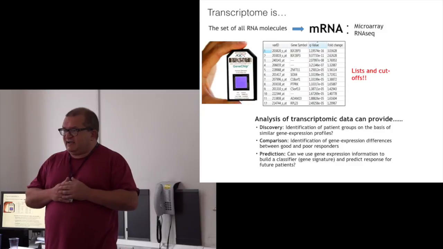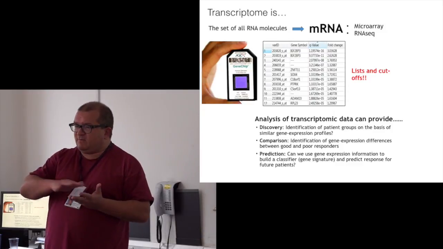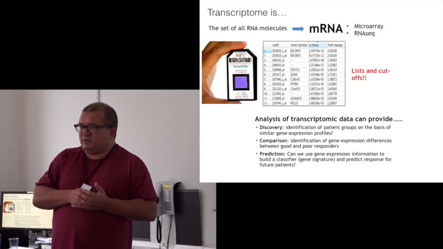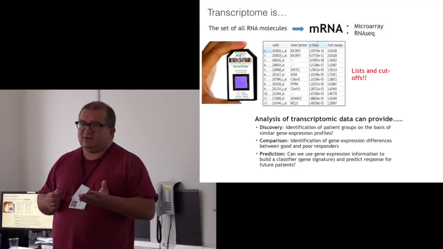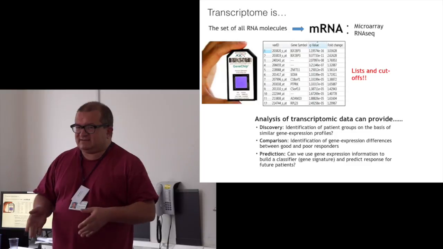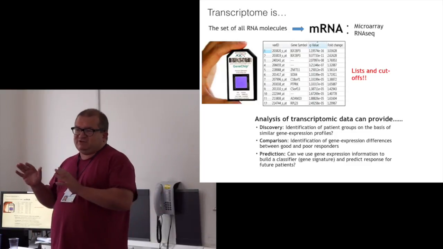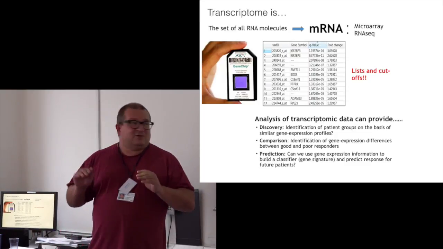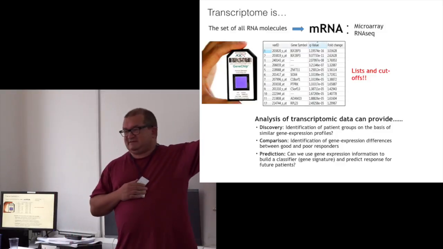It's a chip which has different bits of complementary DNA on it, which allows it to bind to a reverse transcribed RNA, and we can quantify that and get a signal. I'm not going to talk too much about the actual methods within this. What you need to know is it actually produces a list.